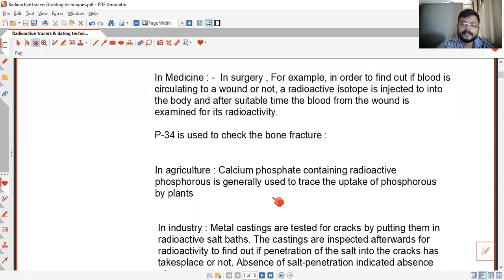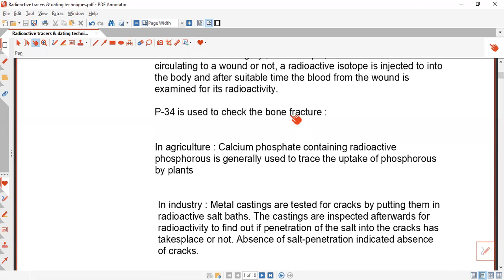In the agricultural field, one example is calcium phosphate containing radioactive phosphorus, which is used to trace the uptake of phosphorus by plants. To study this, we inject calcium phosphate that contains radioactive phosphorus, then by analyzing its radioactive properties, we are able to trace the uptake of phosphorus by the plants.